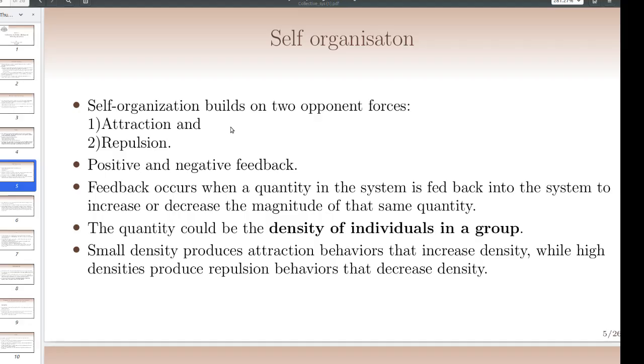Self-organization is based on two forces, attraction and repulsion, or we can say positive and negative feedback. Then what is meant by feedback? Feedback occurs when a quantity in the system is fed back to the system to increase or decrease the magnitude of that quantity. The quantity can be the density of individuals in a group. Small density produces attraction in order to increase the density, while high density produces repulsion behavior to decrease the density.